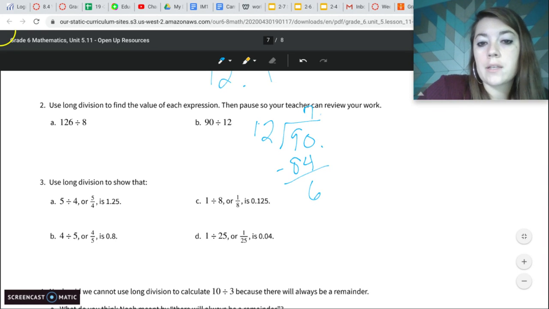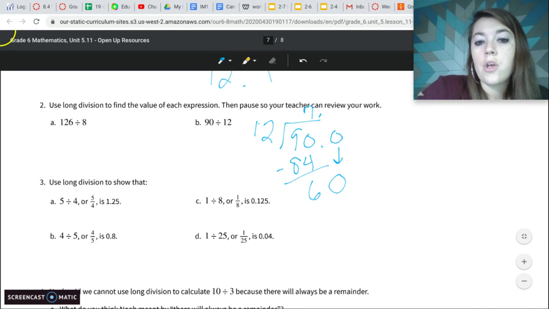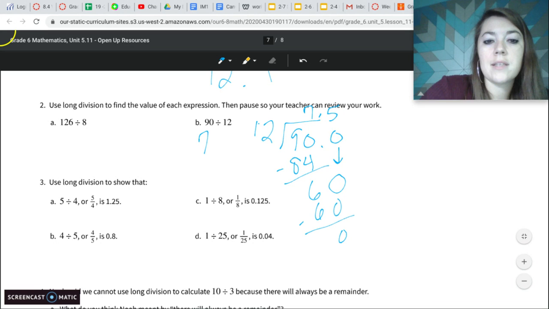Now, decimal, we add a 0. I always like to put a 0 up here too to help me remember that I need to add the 0. So now, how many times can 12 go into 60? 5 times. 60 minus 60 is 0. So our answer here is 7.5.